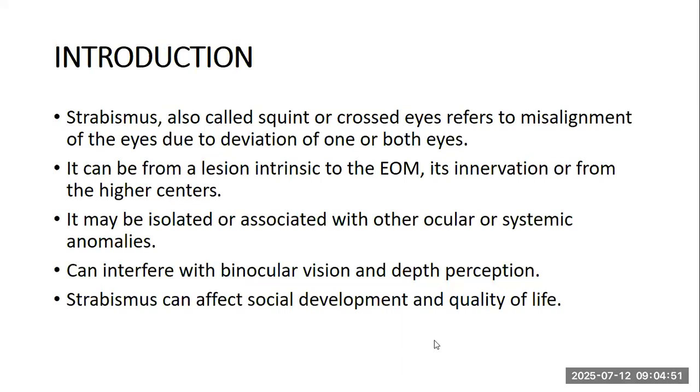eyes as a result of deviation of one or both of the eyes. It can be from a lesion intrinsic to the extraocular muscles. We do know that the extraocular muscles are responsible for the movement of the eyes, as well as the innervation of those muscles and control from the higher centers. The strabismus could be isolated or associated with other ocular or systemic anomalies. It can interfere with binocular vision and perception of depth. Strabismus can affect the social development and quality of life, especially in children.